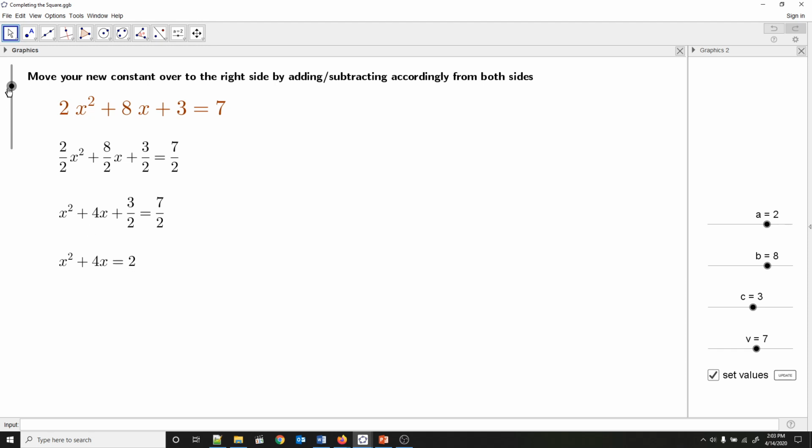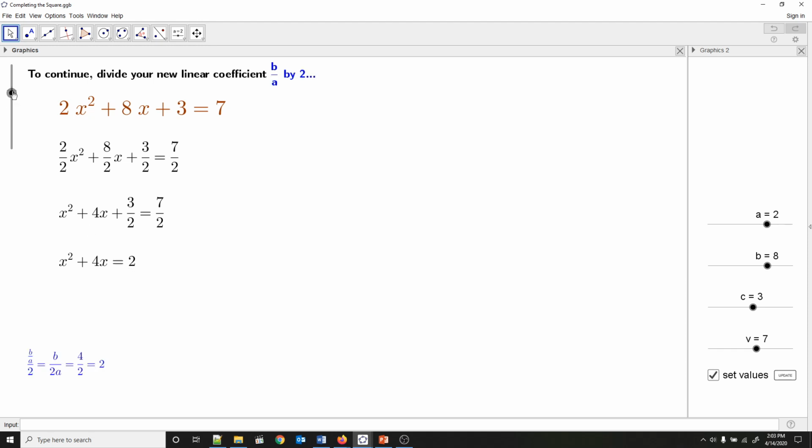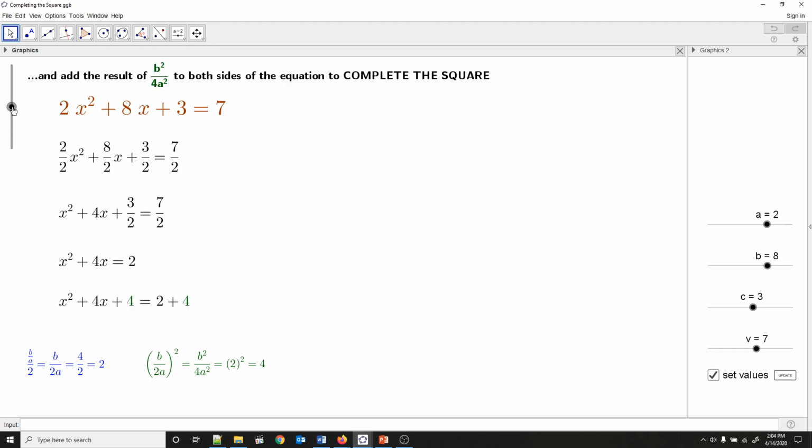Now it's time to find our magic term that will complete the square. But to do that, we'll take our 8 divided by 2, which is 4, and we'll divide that number by 2, and we'll come up with 2. But we'll take that 2, and we will square it, and we'll come back with 4. This is the 4 that needs to be added to both this side and this side, just like I'm doing right here. You've now got your perfect square trinomial.